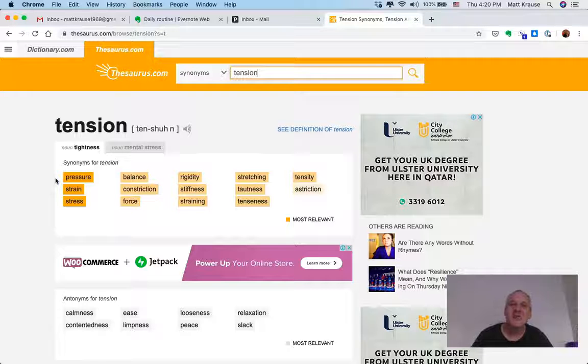So anyway, pressure, strain, and stress. And in the email, I'm going to describe what to do for step number two of this exercise.